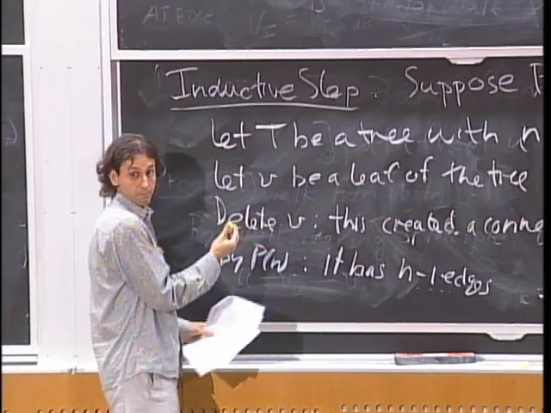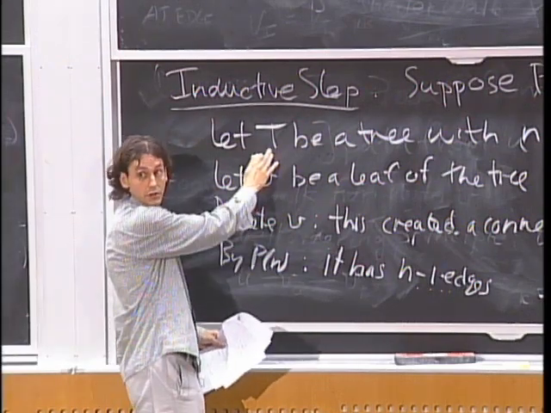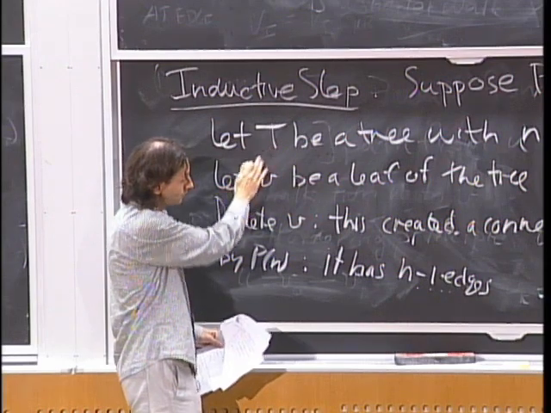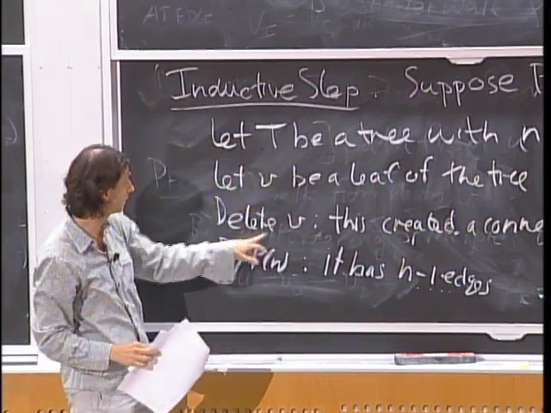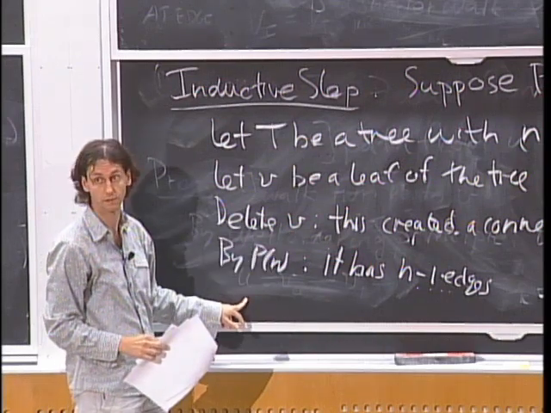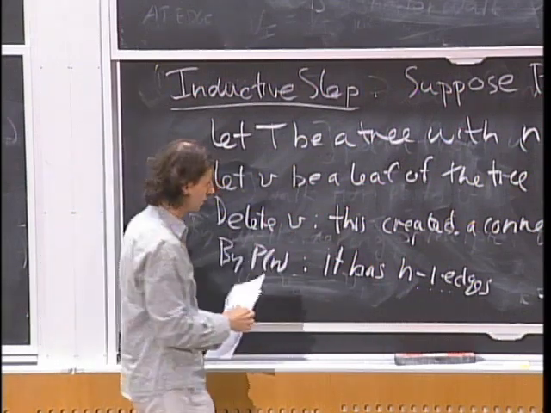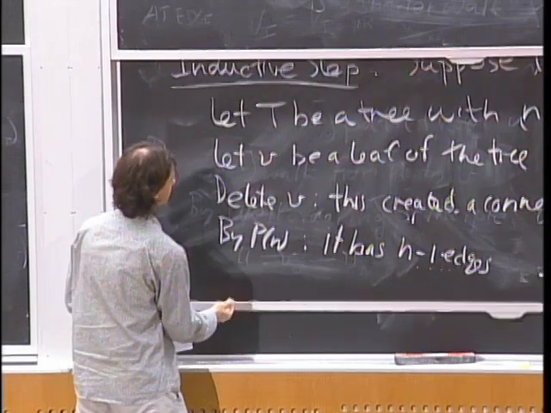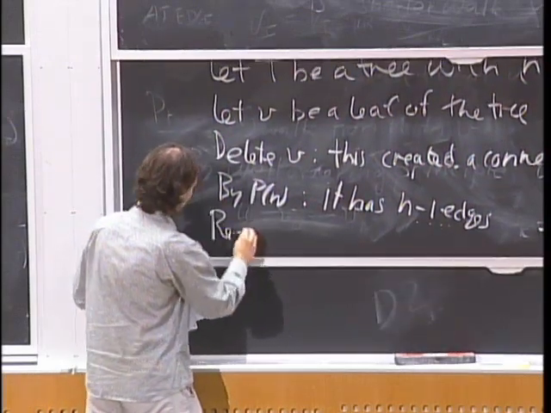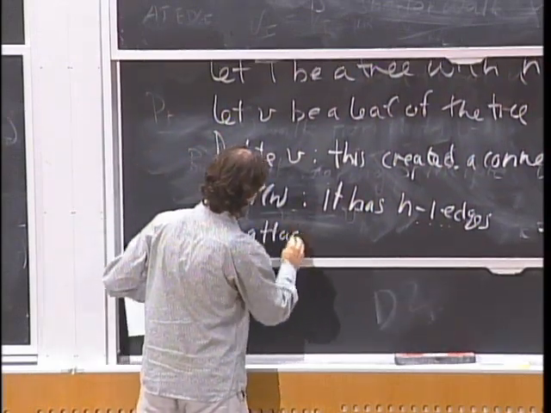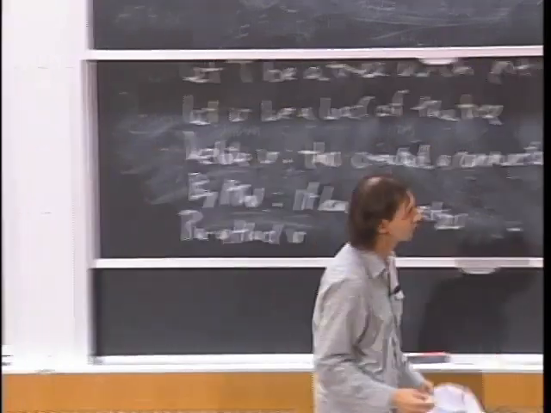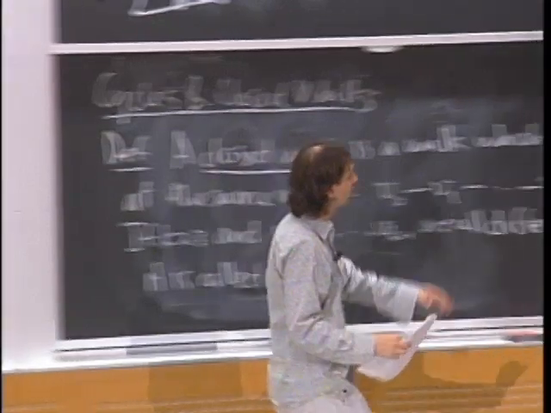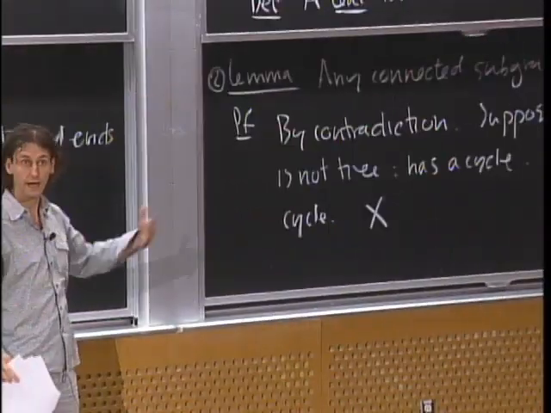But we want to say something about the original tree. So how do we do this? Well, we have to somehow reconstruct this tree. Well, we have deleted V, so we have to reattach V again. So let's do this. So we reattach V. And if I do this, well, let's look at this example over here. I reattach the leaf. I will add one more edge.